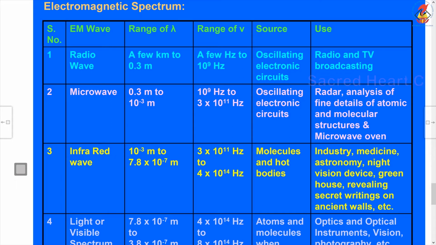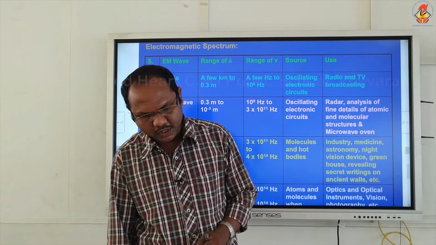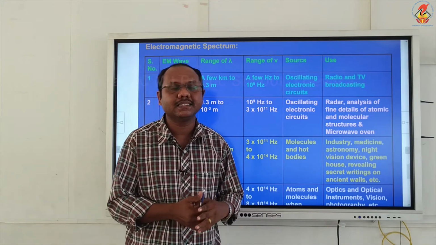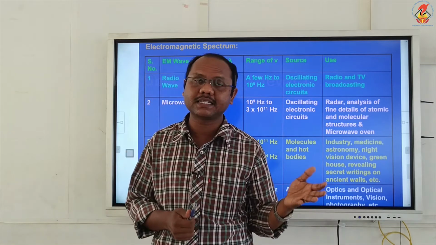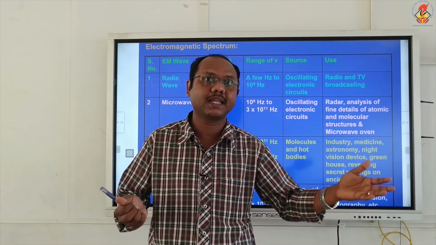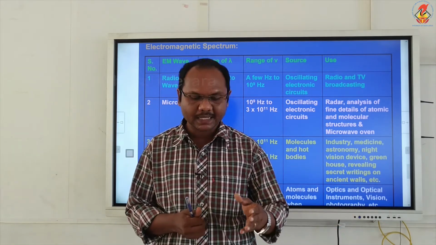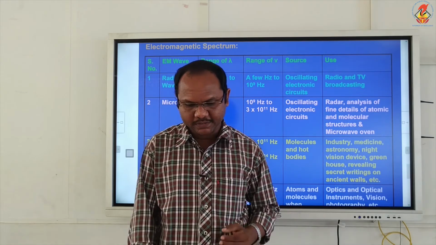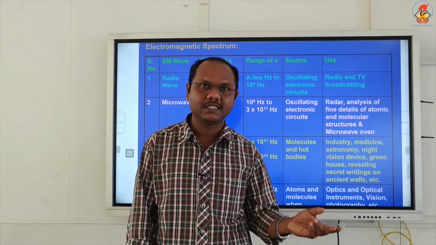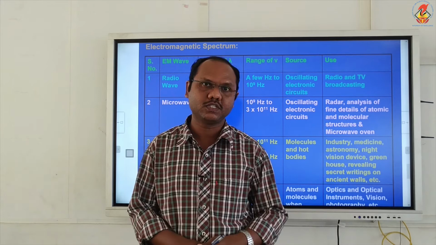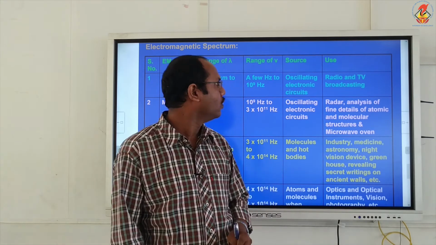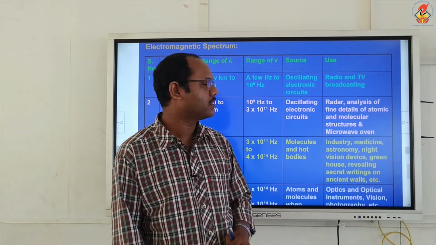What is the source of radio waves? Oscillating electronic circuits can produce radio waves. You can think like this: accelerating charges. We just discussed how waves are produced, by accelerating charges. So, the accelerating motion of charges in conducting wires or oscillating circuits can produce radio waves.